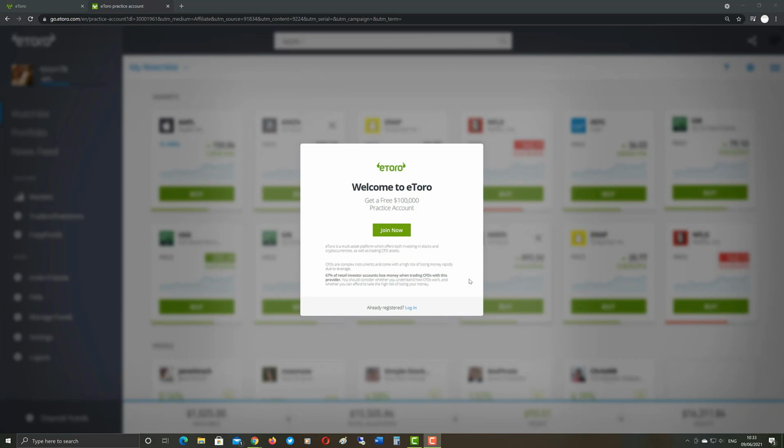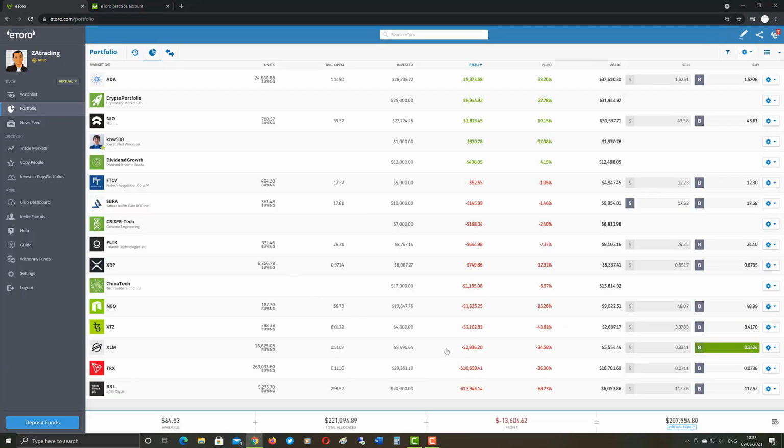Okay, so I'm going to go into my virtual account, which I've used to learn and practice, and I still use it to practice and show you how it works. So if I switch over to this tab, this is my trading account, ZA Trading. I'm a gold member at the moment, at the membership level of gold. I've built up a portfolio, and I'm building that up over time.